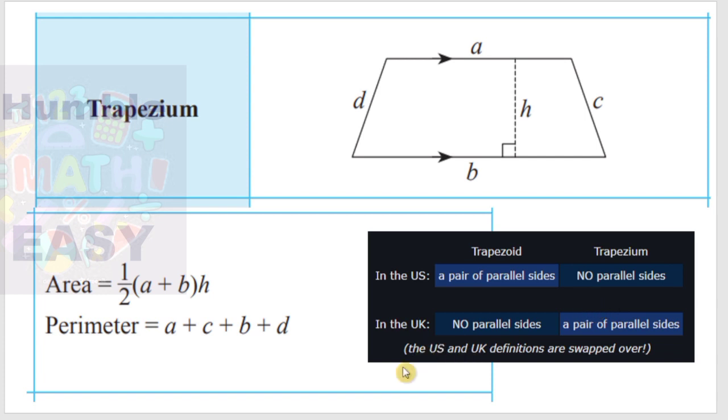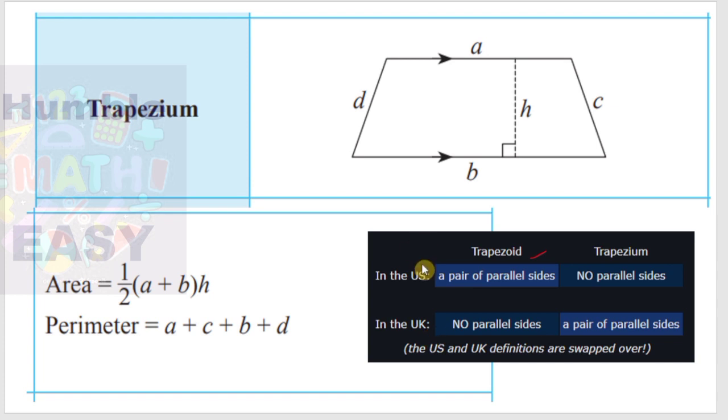In the UK, a trapezoid has no parallel sides and a trapezium has a pair of parallel sides. So in other words, there's a swap between the figures represented by the trapezoid and trapezium. Take note of that. And therefore we now have this kind of trapezium, since they are a pair of parallel sides. So we are focusing on the US base of the metric system.